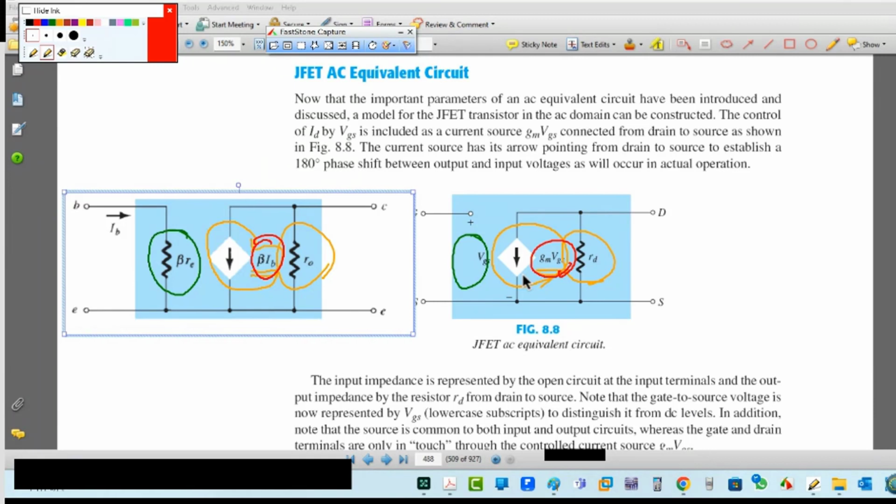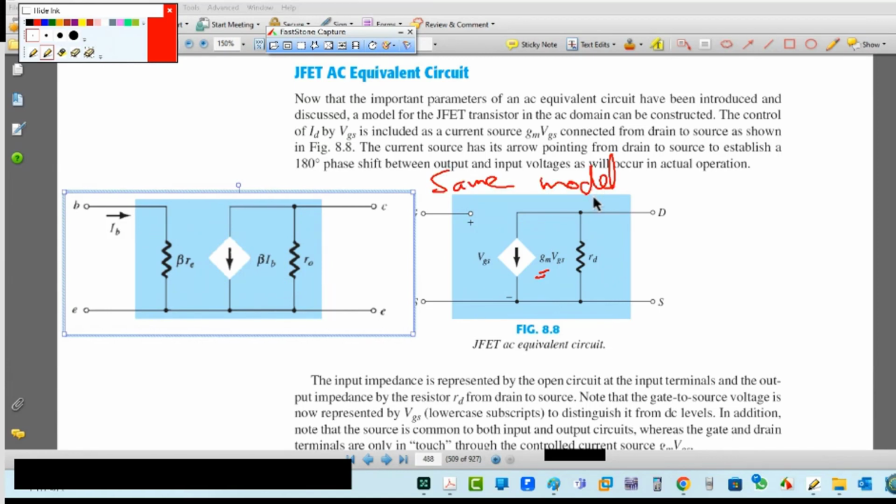Okay. So now see for this comparison here, I have to calculate beta, then I have IB. Here I have to calculate GM, then I have VGS. So exactly the same model, same thing. For example, all DC should be short circuit. You know this. All capacitors short circuit. We are just using the superposition method. Same thing. And here just to calculate this one.